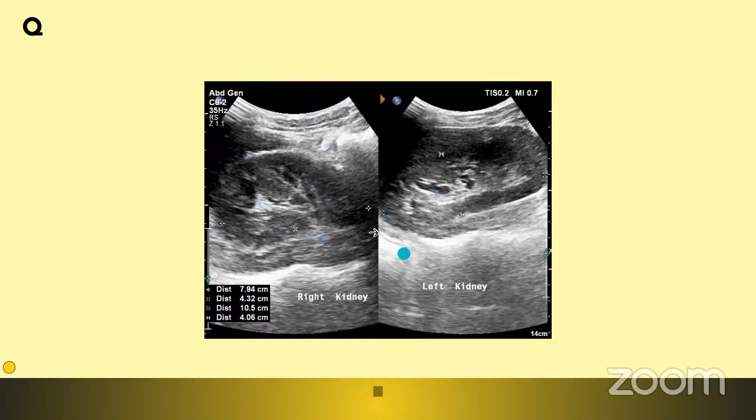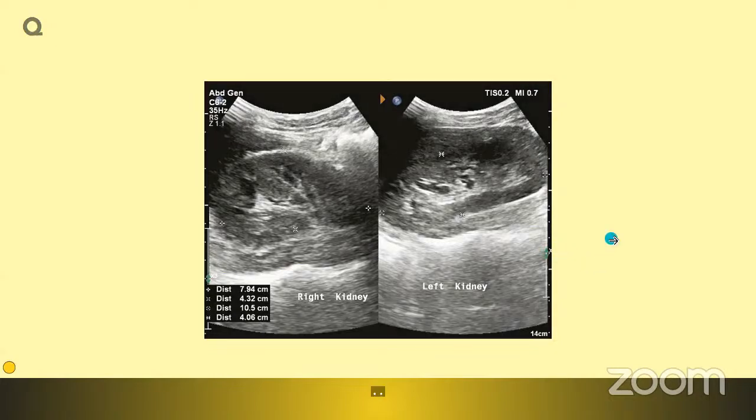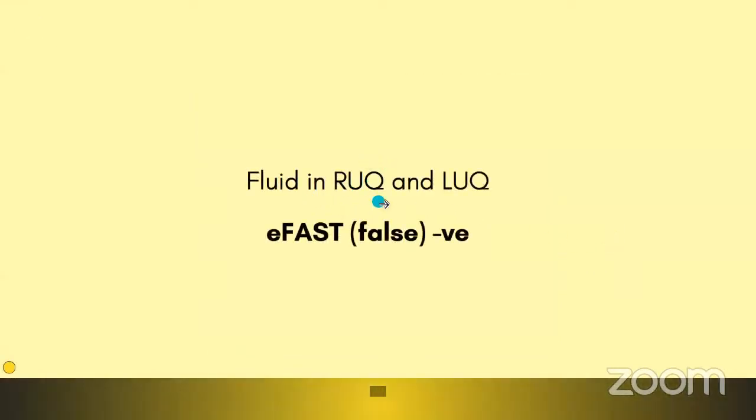Since we are watching the kidney here, this is the right upper quadrant and left upper quadrant respectively. These are the probe markers. So the answer, let me reveal it. There is fluid in the right upper quadrant and left upper quadrant. This is an eFAST false negative.